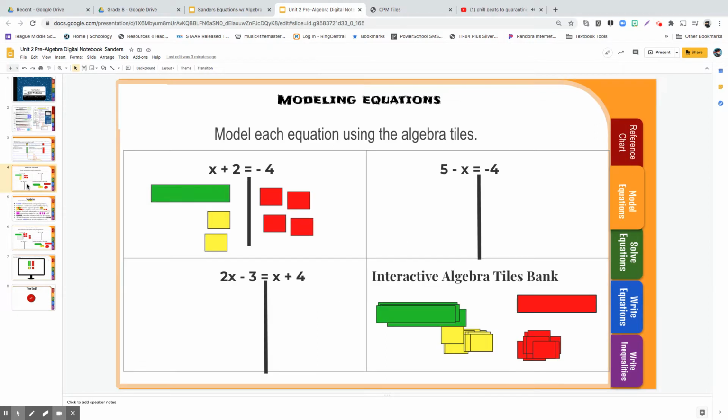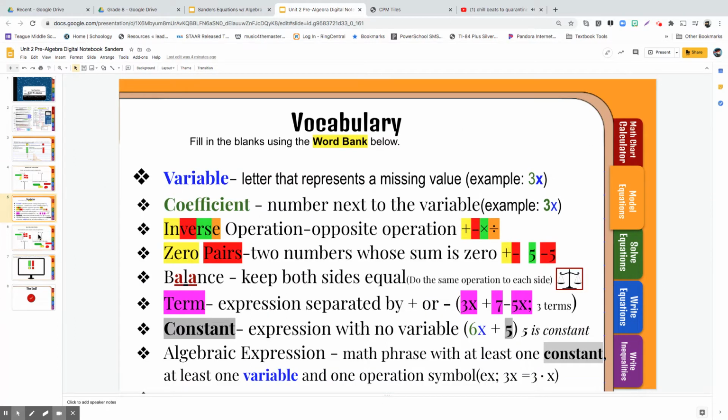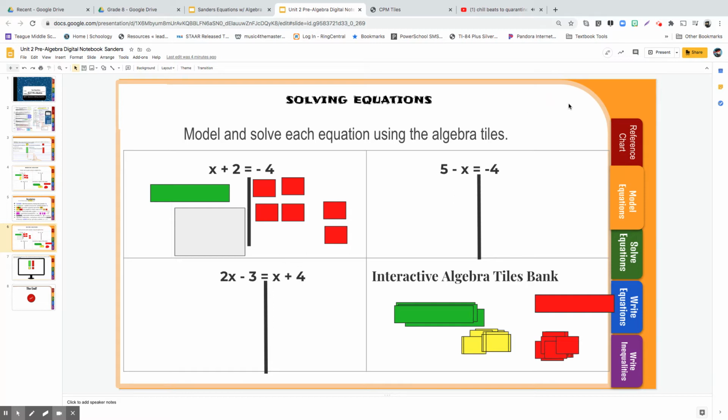So here, when I look here, this is modeling, but when I get to this section, this is actually solving. So later on, I'm going to put this on the green tab instead of the yellow tab, because that's what this is actually for. So that's some work I have to do. Instead of this being orange, Mr. Sanders is going to make that green.